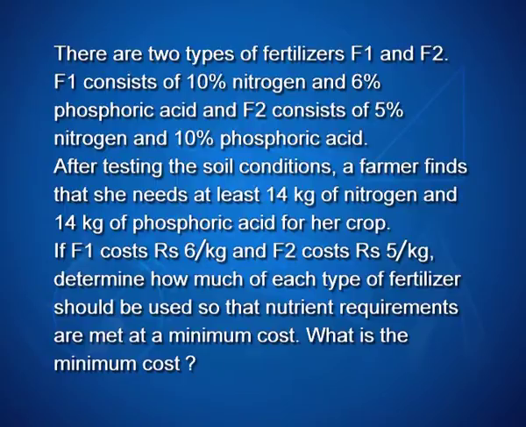If F1 costs rupees 6 per kg and F2 costs rupees 5 per kg, determine how much of each type of fertilizer should be used so that the nutrient requirements are met at a minimum cost. Also, what is the minimum cost?